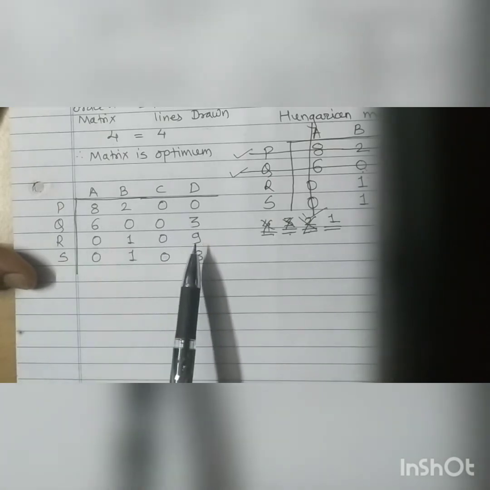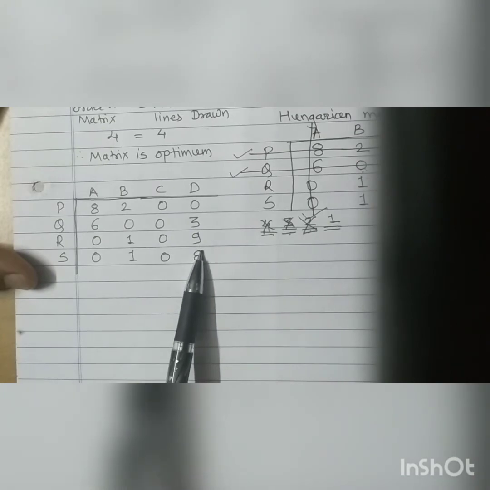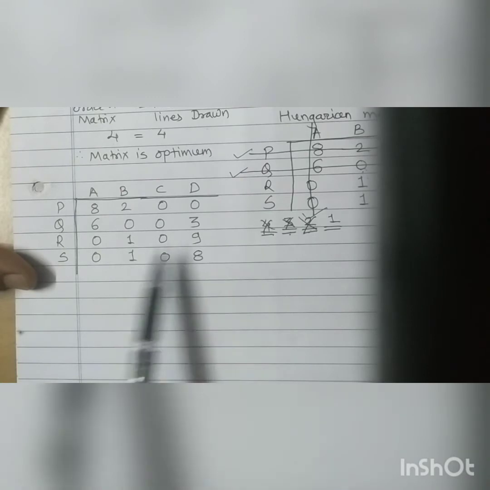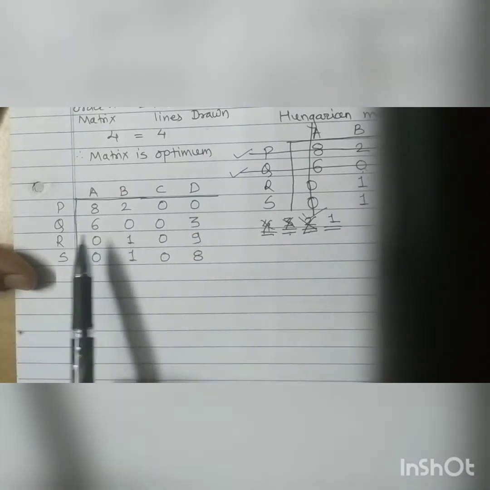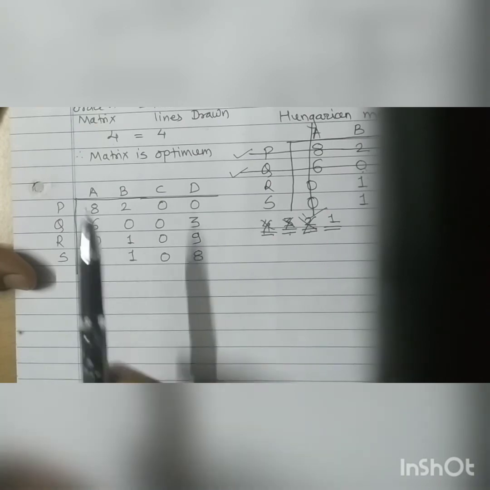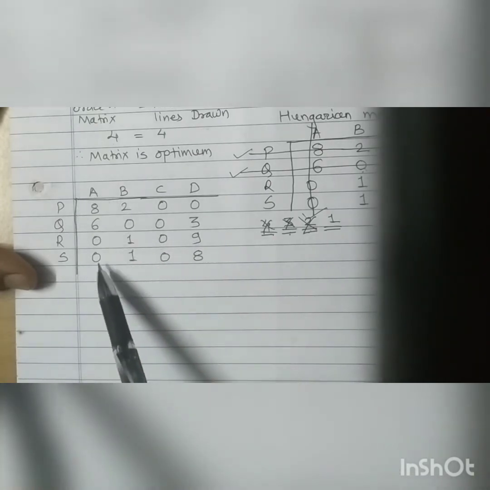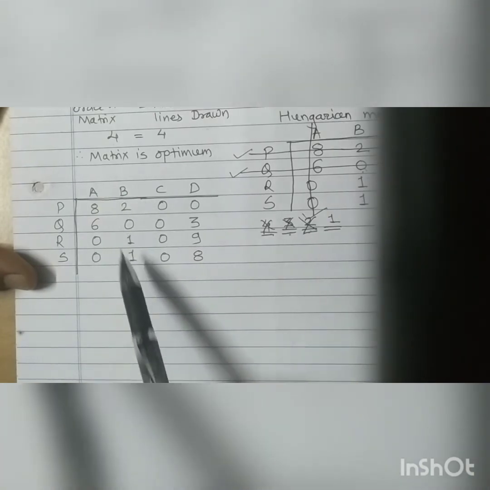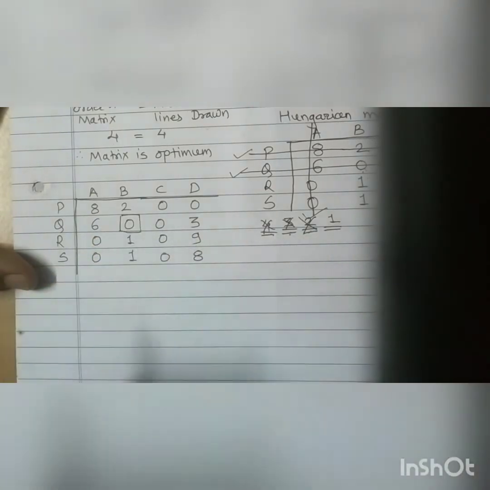An alone zero is a zero which is alone in its row or in its column. So just check each and every row. First row 2 zeros, again 2 zeros, 2 zeros and 2 zeros. So no alone zero. Check now column wise. First column 2 zeros. Here I found 1 zero. So as I found 1 zero, it is an alone zero. I will capture this zero immediately.